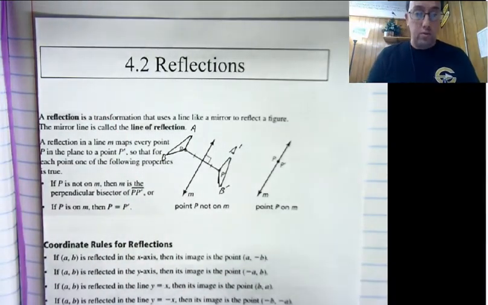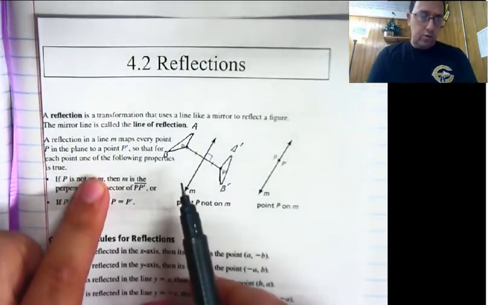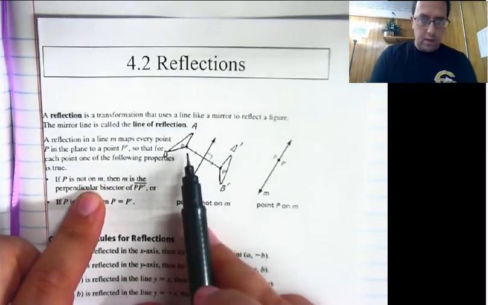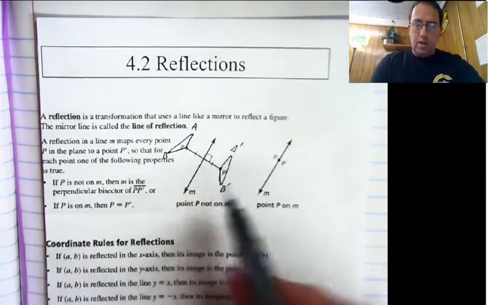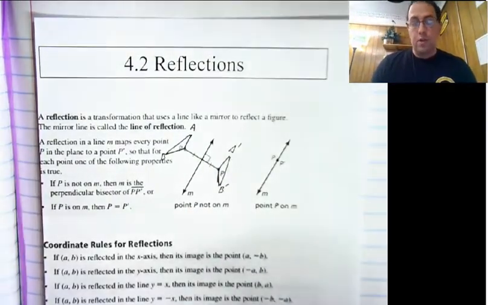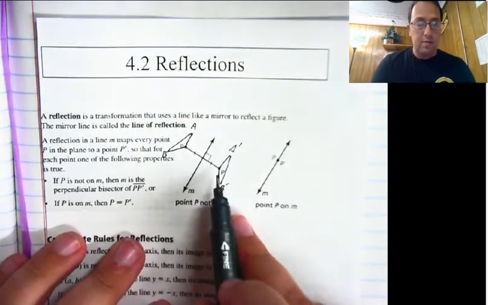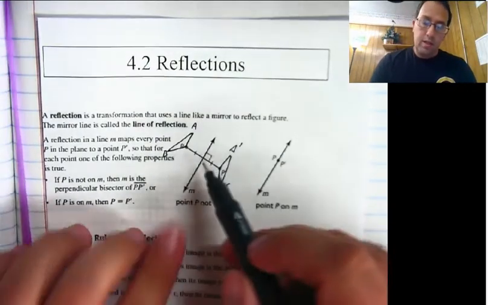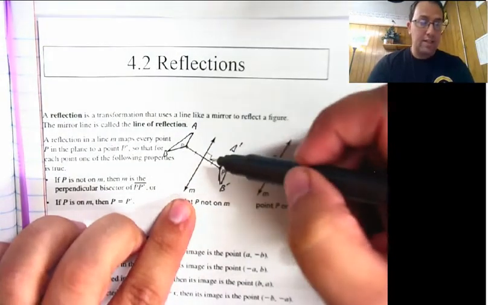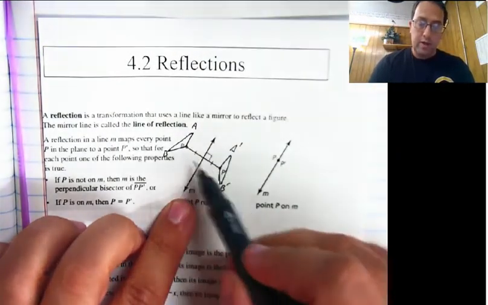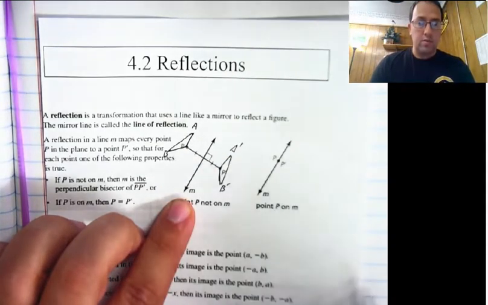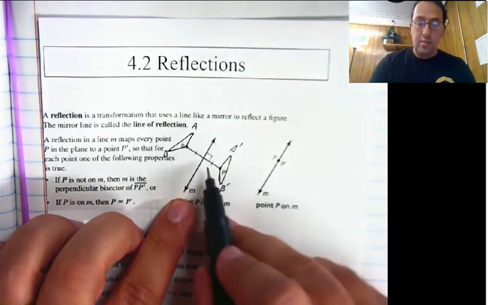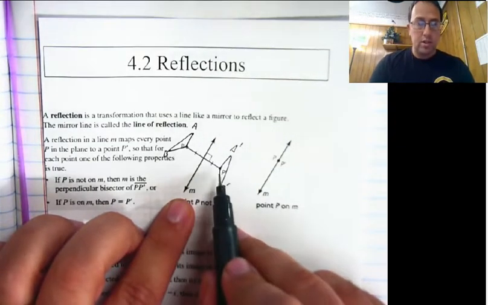Everything comes out backwards. Now, what's going to happen is one of two things. If point P is not on the line of reflection, then the line of reflection will be the perpendicular bisector of segment P, P prime. Okay, that means that since it's perpendicular, we're looking at the distance, right? And since it's bisector, it means the distance from P to the line of symmetry, to the line of reflection, is the same as the distance from the line of reflection to P prime.